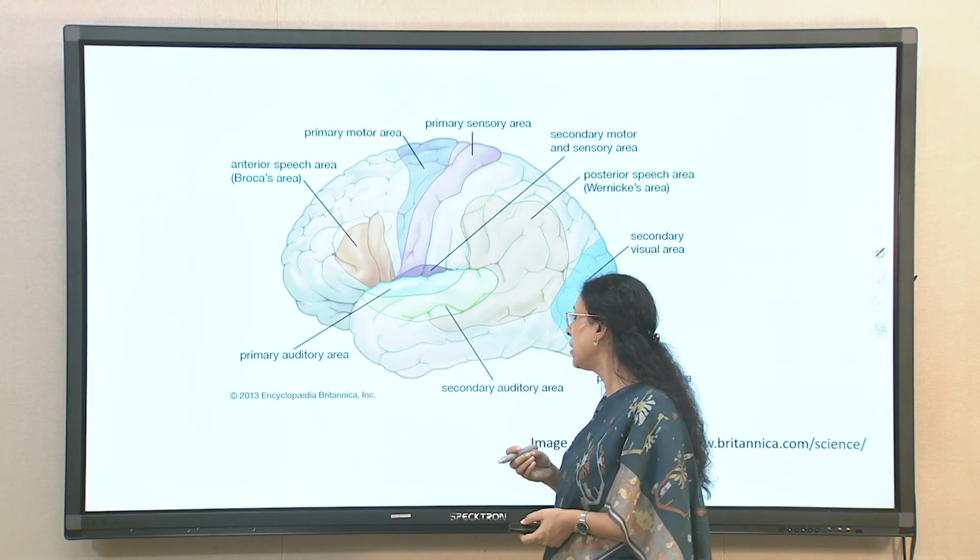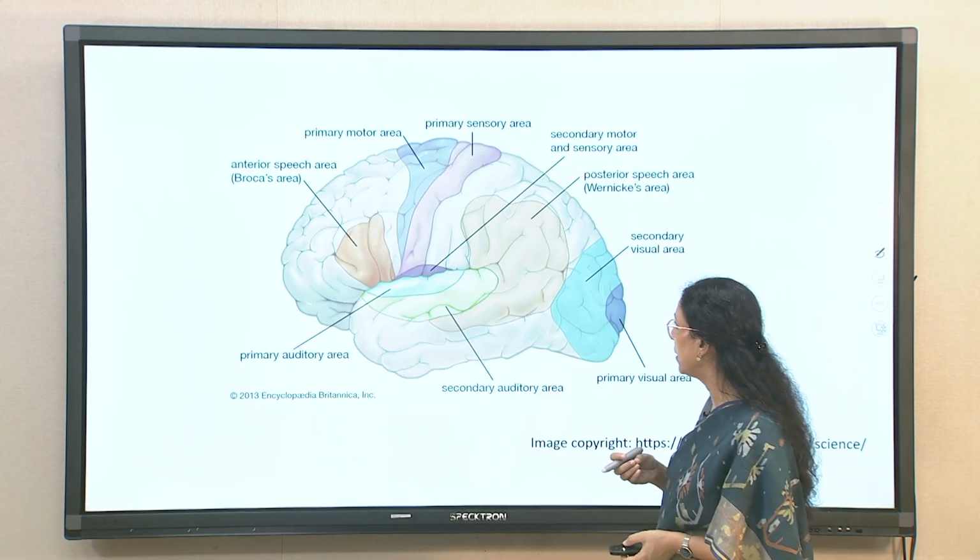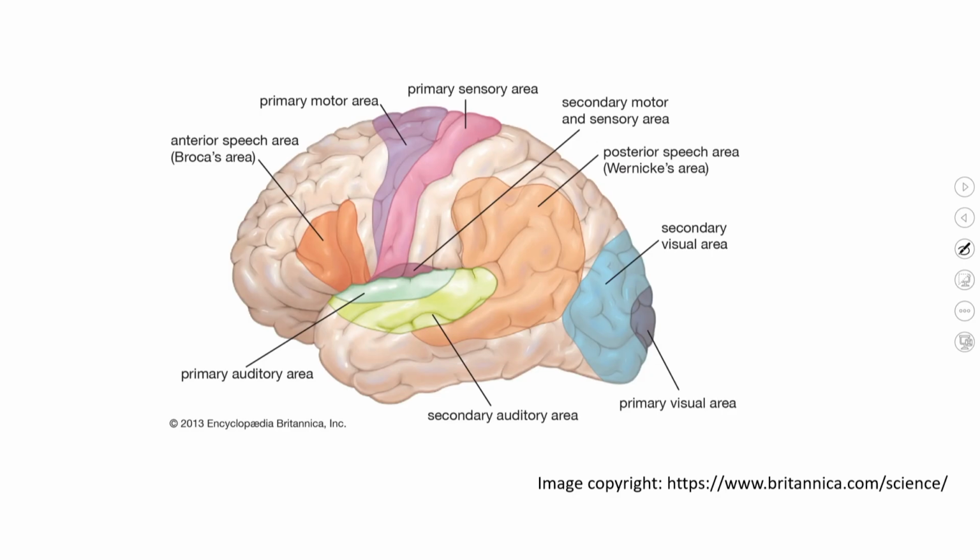So, this is another picture for you to get a better idea. This entire thing is Broca's area. Then we have primary motor area, primary sensory area, and then posterior speech area and so on. So, these are the basic language areas in the human brain. This is just for representative purposes.